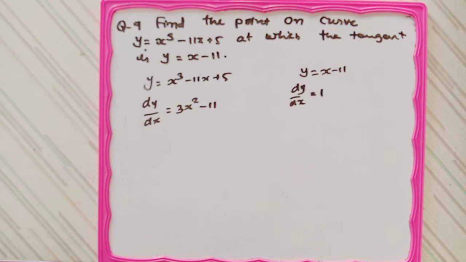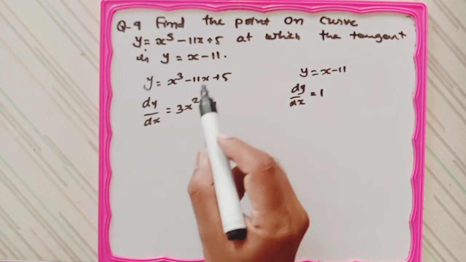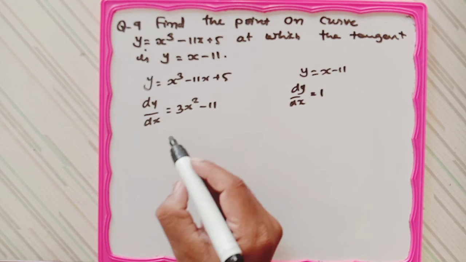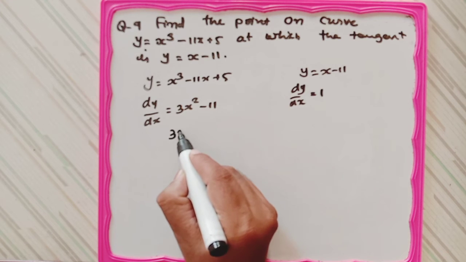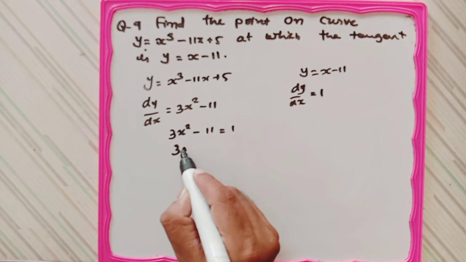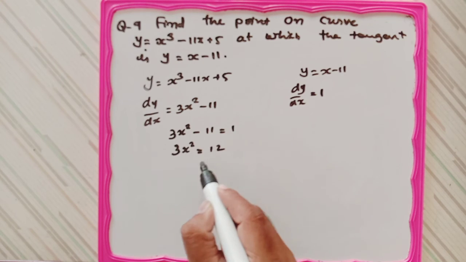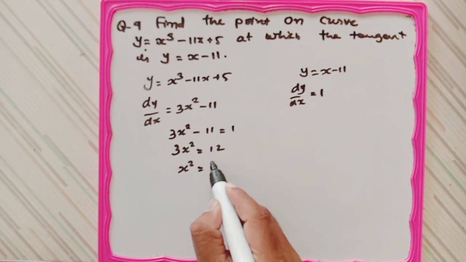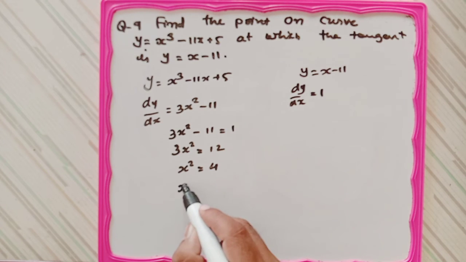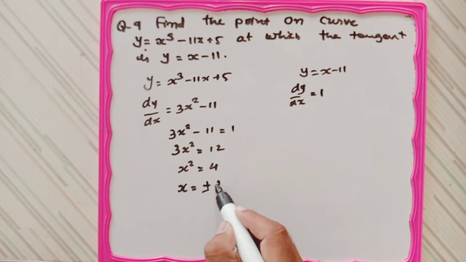1. Now as this line is tangent to the curve, both the slopes are equal, and so 3x square minus 11 equals 1. So 3x square equals 12. So x square equals 4. x square equals 4, and so x is equal to plus or minus 2.